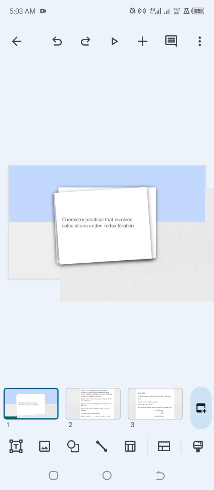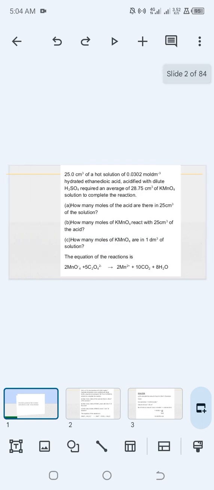Chemistry practicals that involve calculations under redox titration. We are going to do redox titration today. When we talk about redox titration, it involves oxidation and reduction. And when you want to treat a question like this, the first thing to know is to be able to identify the oxidizing agent and the reducing agent. These two things are important under redox reaction. Let's move to a question. Let's see what this is telling us and what to do about it.